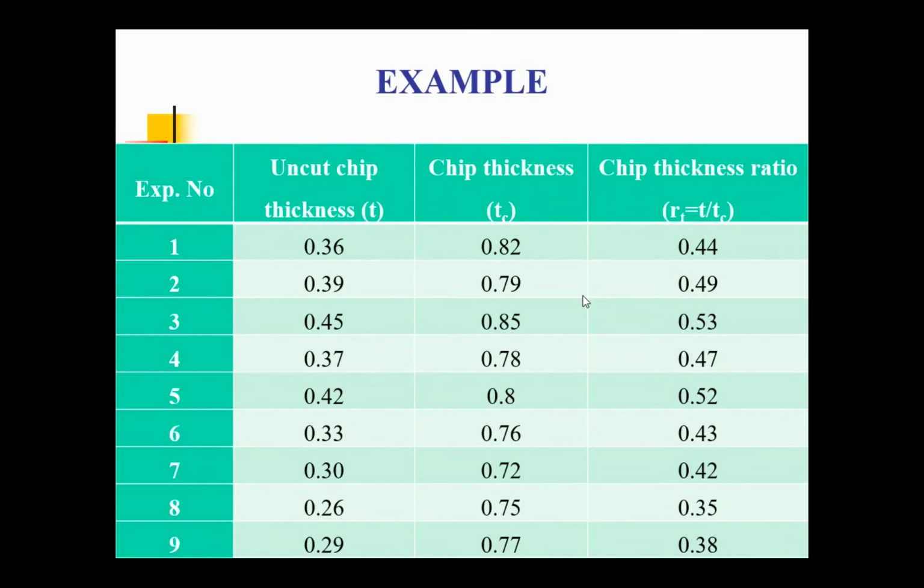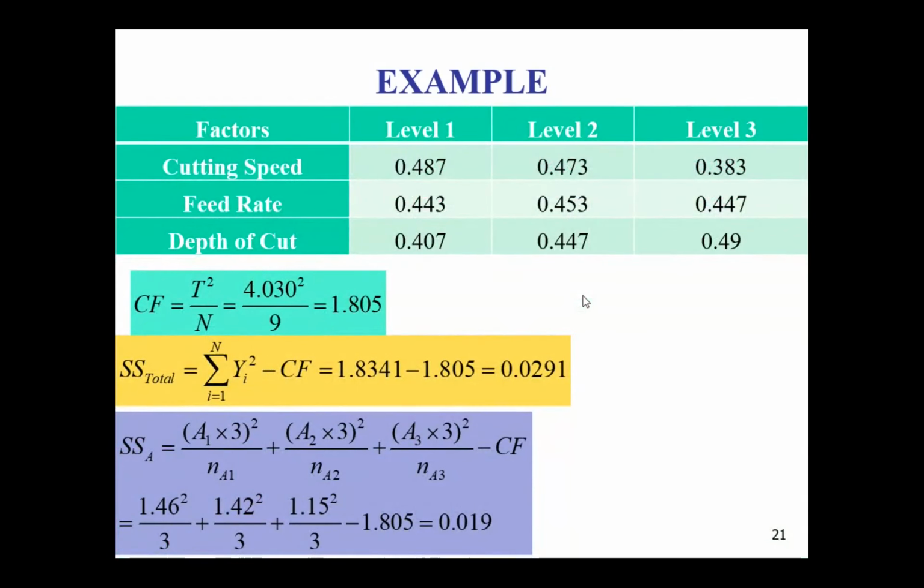Just add and divide it by 3 and we will have 0.453. Similarly, compute this response table. The first procedure in formulating the ANOVA table is the calculation of the correction factor, which is equal to T square divided by N.